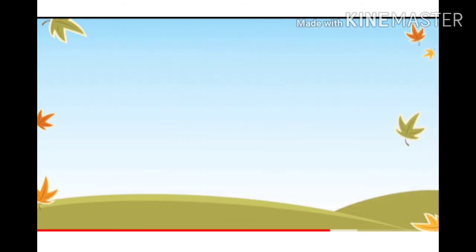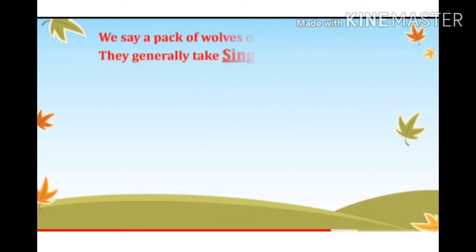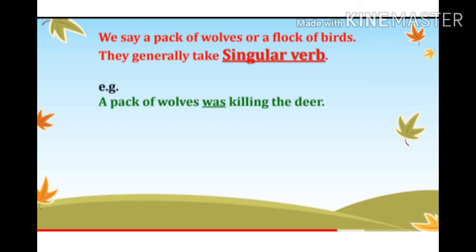When we are talking about collective nouns, that means when we are talking about a pack of wolves or a flock of birds, they generally take singular verb with them because a pack of wolves will be considered as one group. So they will take a singular verb with them. Let us use a few examples to understand this better. A pack of wolves was killing the deer. Here we are talking about a pack of wolves, means a group of wolves together.